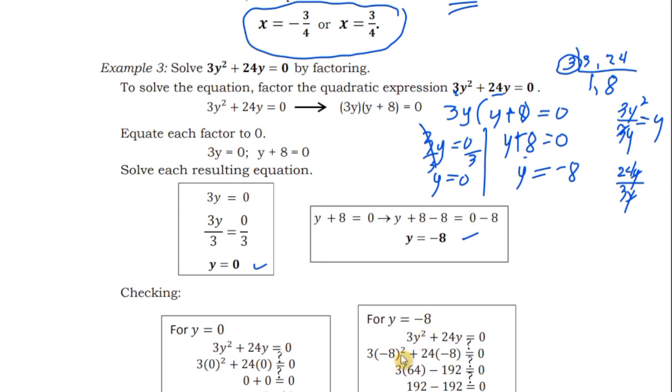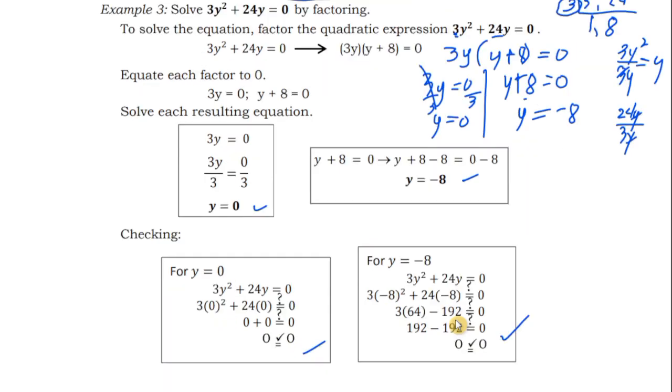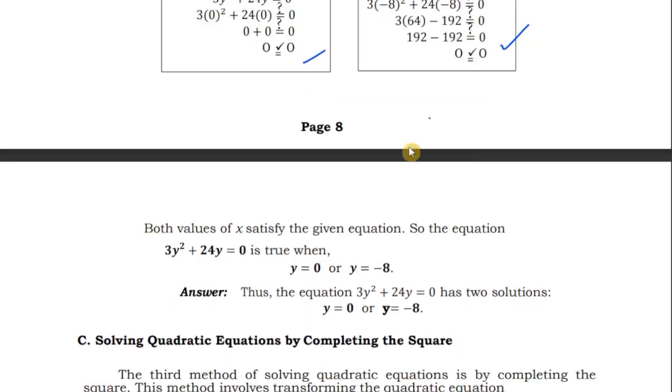So we have here 3 times the square of negative 8, then 24 times negative 8. The square of negative 8 is 64. So 3 times 64 is 192. 24 times negative 8 is negative 192. So 192 minus 192 is 0. So we could now finally say that the value of y in the given equation, 3y squared plus 24y equals 0, has two solutions: y equals 0 and y equals negative 8.